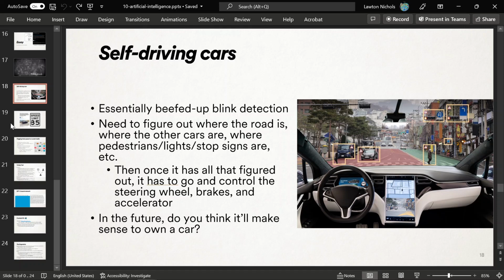That's a great point. So maybe the question isn't even, should we be building self-driving cars? Should we be building more transportation, public transportation? Yeah. Maybe self-driving cars only becomes important when we're trying to move long distances. Yeah, I like that.